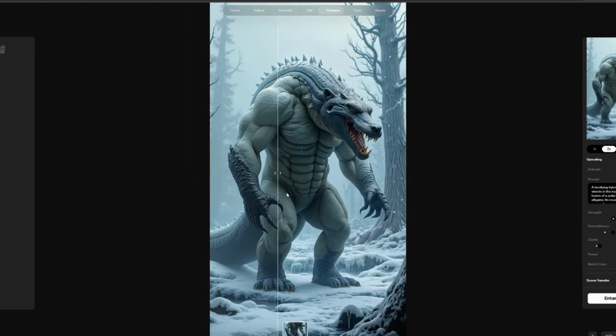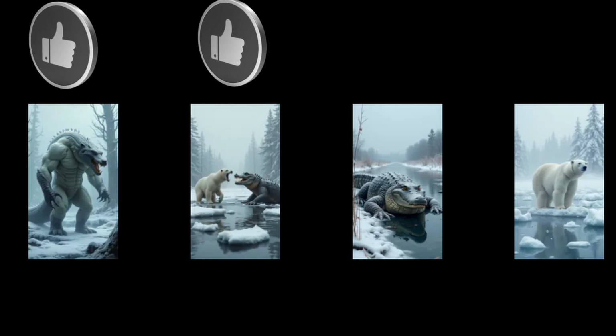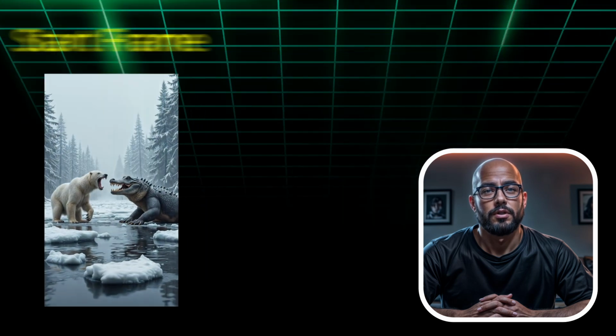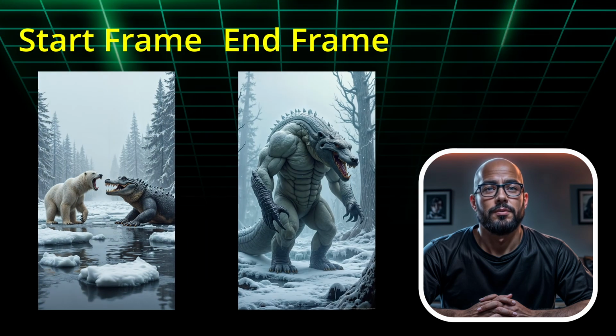We won't animate the first 2, but we do need to animate the images of the creatures facing each other and the hybrid. Now, for this next step, I want to use a video generator that allows me to set start and end frames. This allows me to use the 2 animals facing each other as the start frame and the hybrid as the end frame. This is the best way that I've found to guarantee the consistency and quality that I want.